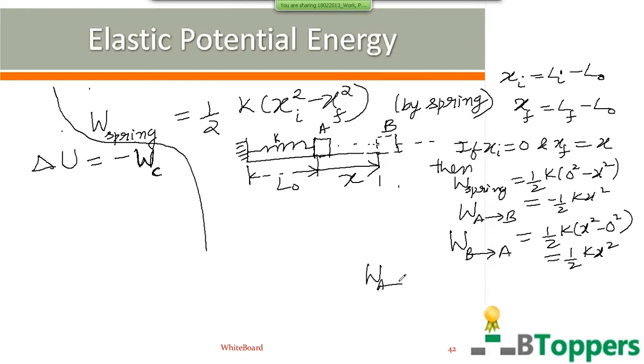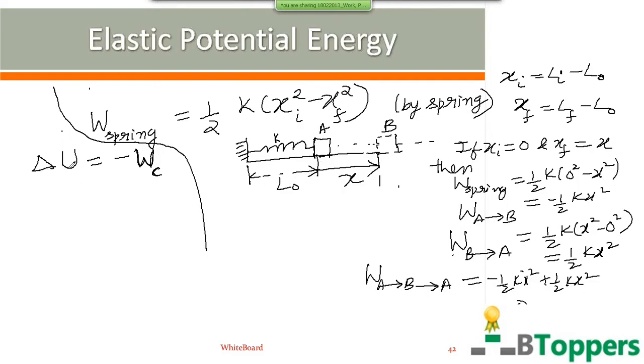So the total work done by the elastic force by the spring on the mass m, when the mass m passes from position A to position B and back to A, that means when the mass m completes the round trip, will be minus half k x square plus half k x square. That is work done from A to B plus work done from B to A. That will be 0. So the work done by the elastic force by the spring on the mass m, when the mass m completes the round trip, is 0. The elastic force by the spring is a conservative force.